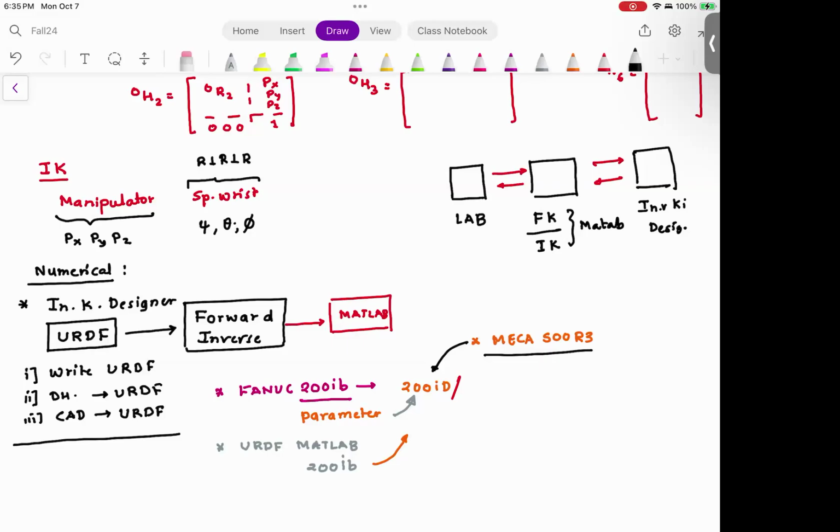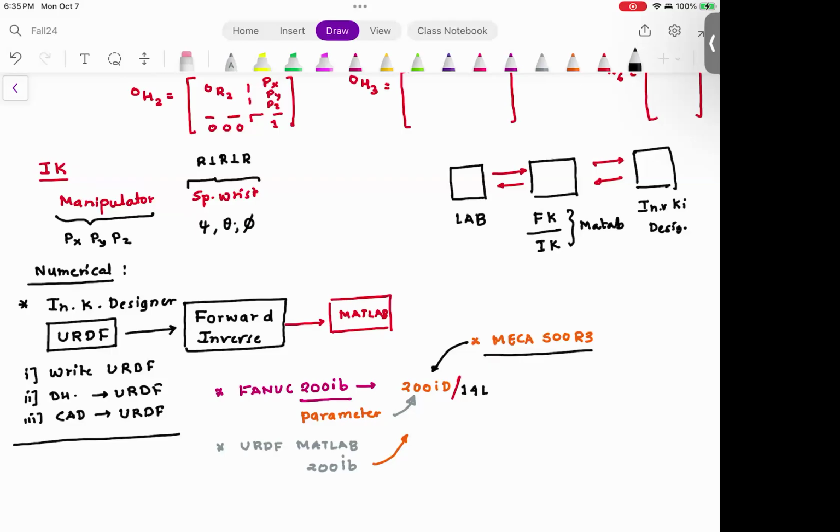14L. Okay, then it's 14L. Because there are three or four Fanuc robots. So you did the experiment on 14L. Okay, then use that one. Oh, then my bad. Yeah, I want the lab to match with the analysis that you have done and the inverse kinematic designer that you have.